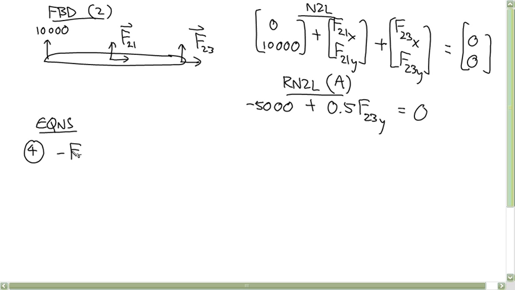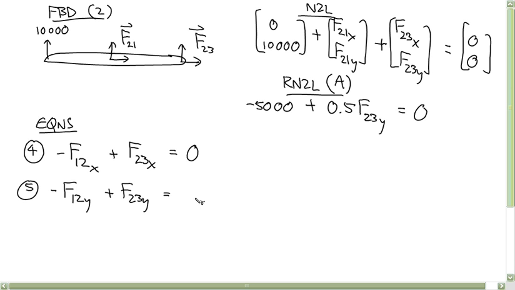We're going to replace them with negative 1 2s. So negative F1 2x plus F2 3x is equal to 0. Then negative F1 2y plus F2 3y is equal to negative 10,000. And then 6.5, F2 3y is equal to 5,000.